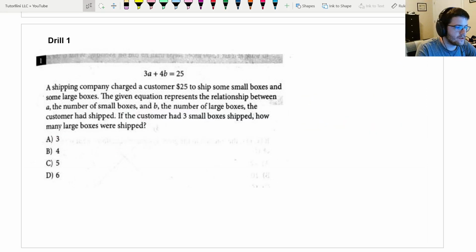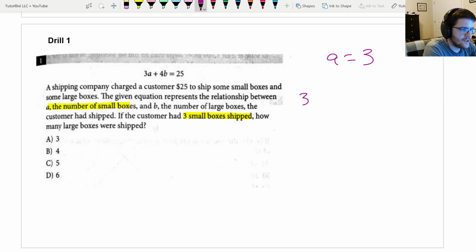All right, let's get started with drill 1. Let's see, it says here that the customer had 3 small boxes shipped. It says that A is the small boxes, so that basically just tells us that A is 3.